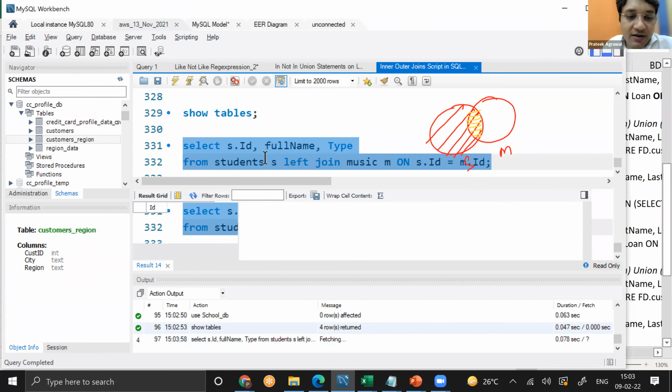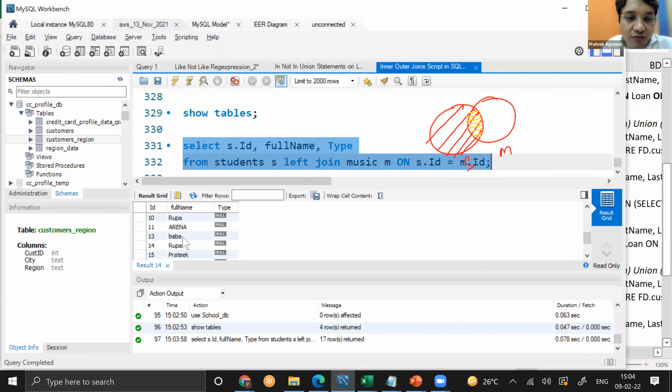So if I run this statement, it gives me the list of all those. And if you notice, it's showing null for some of these students. Do you understand why it's showing null for these students? Because they are not in the music team, because their IDs are not there in the music table. Is this clear?